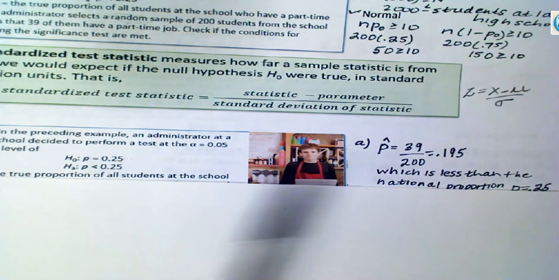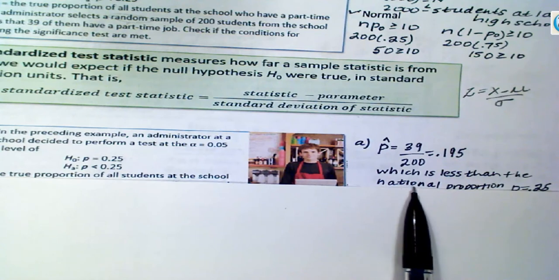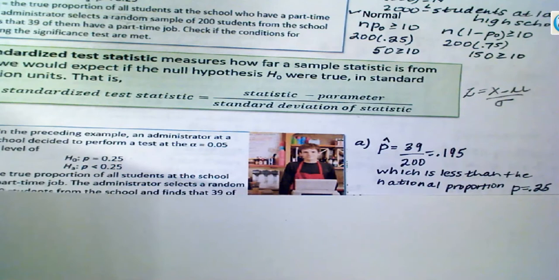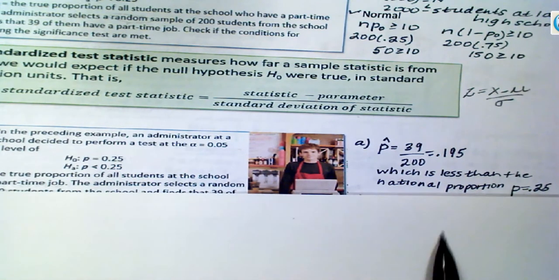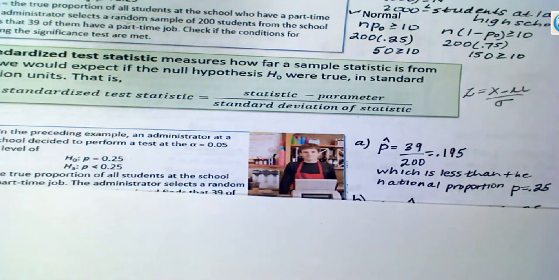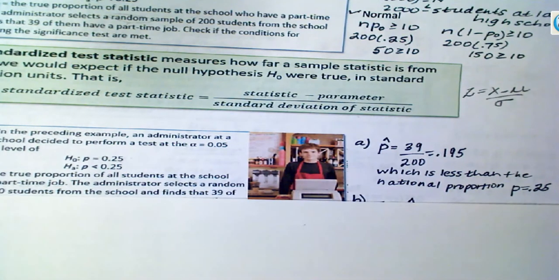Well, because this value is less than 0.25. So it's less than the national proportion. The question is, why does it give some evidence for the alternative? Because this is falling right into place of what the alternative is. Part B, calculate the standardized test statistic and the p-value, and then part C, we're going to make a conclusion.